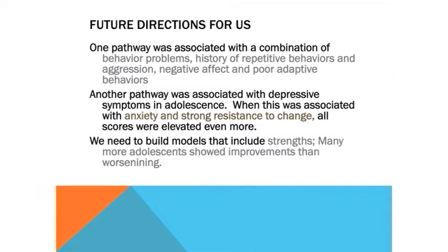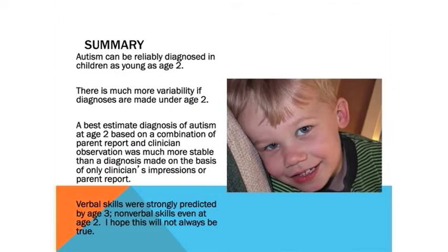I think in addition, we need to build models that include strengths. And part of it is that we don't really know how to do that. But it's clear that having good verbal skills really does make a difference. It doesn't promise you anything, but it can carry a child far. I think we did find that kids could be reliably diagnosed with autism as young as age 2. There is that change between 2 and 3, but on the whole, the autistic symptoms did not go away. What we got were changes in language and changes in a diminution in repetitive behaviors.